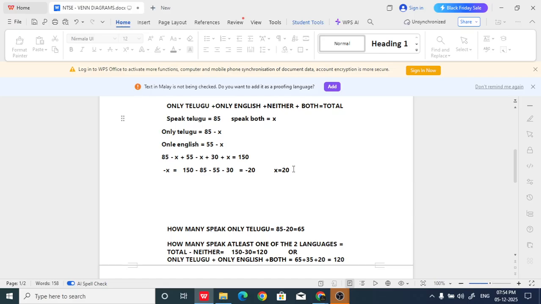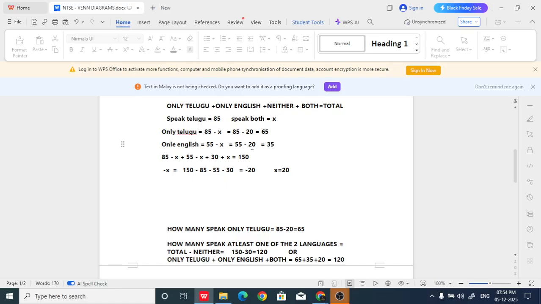Now I am going to ask you one question. How many people speak only Telugu? You have to substitute here. You put x equal to 20 and then find out. How many people speak only Telugu? 65, sir. 65, because 85 minus 20 is equal to 65. How many people speak only English? 35. 55 minus 20 is equal to 35.